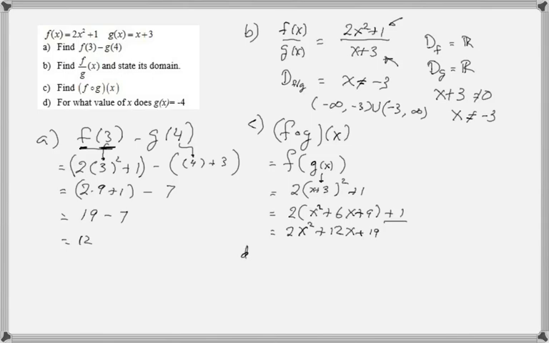Finally, for part D, I'm asked to find for what value of x does g of x equal negative 4. Well, I know that g of x is equal to x plus 3. So x plus 3 is negative 4. If I solve this for x by subtracting 3 from both sides, I'll get x is negative 7.